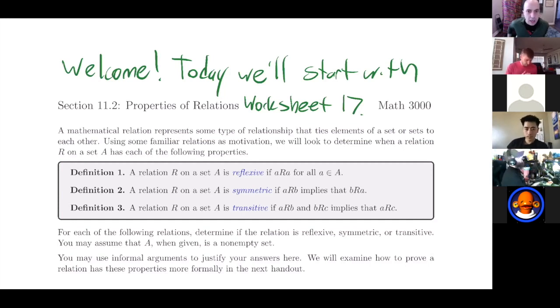So today the plan is to talk some more about relations, properties of relations that you did some reading about: reflexive, symmetric, transitive, and then move into equivalence relations shortly after that. So I think we might start that a little bit today.